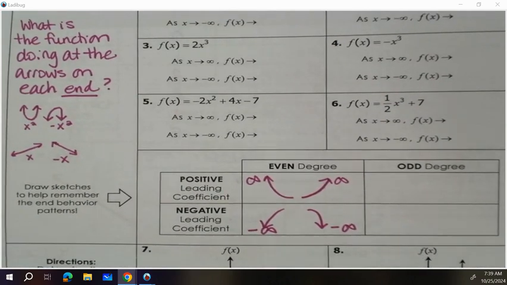And you guys already know that. I asked you a million times in Unit 2, does this parabola open up or down? And we looked at that a, that leading coefficient.